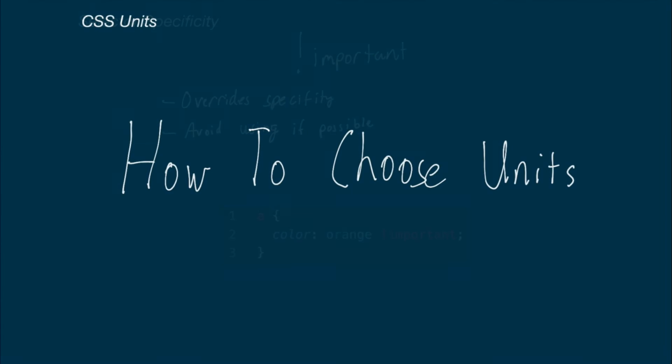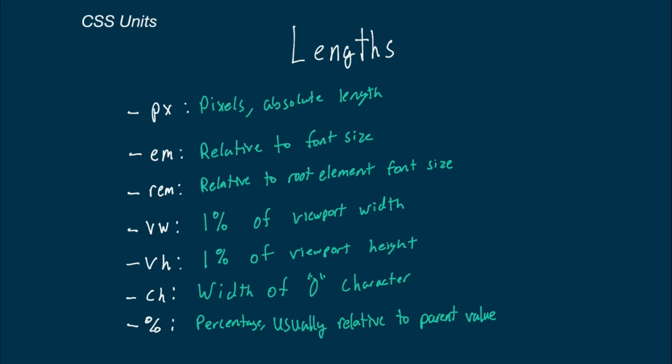And we will be discussing the various units in CSS and how to choose which ones to use. To get started, let's look at the various units that we can use for lengths. These can be used for properties such as width, height, font size, margin, and a bunch more.